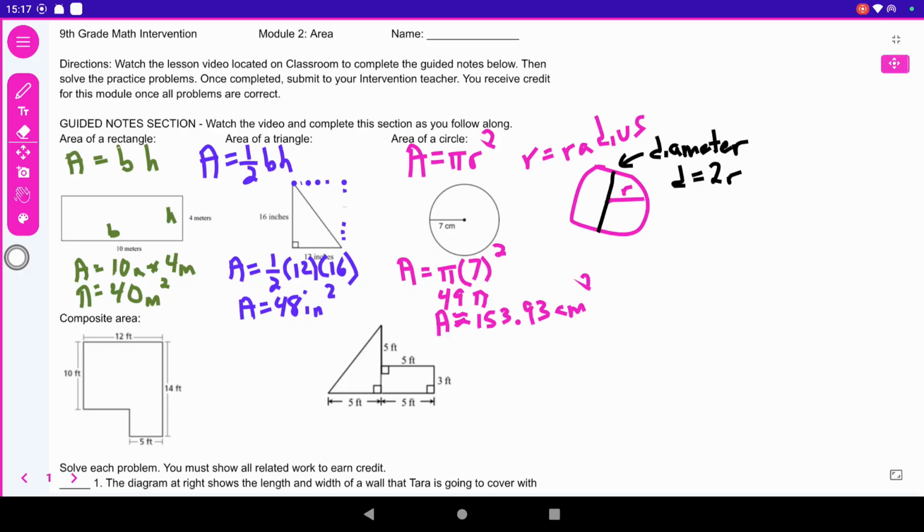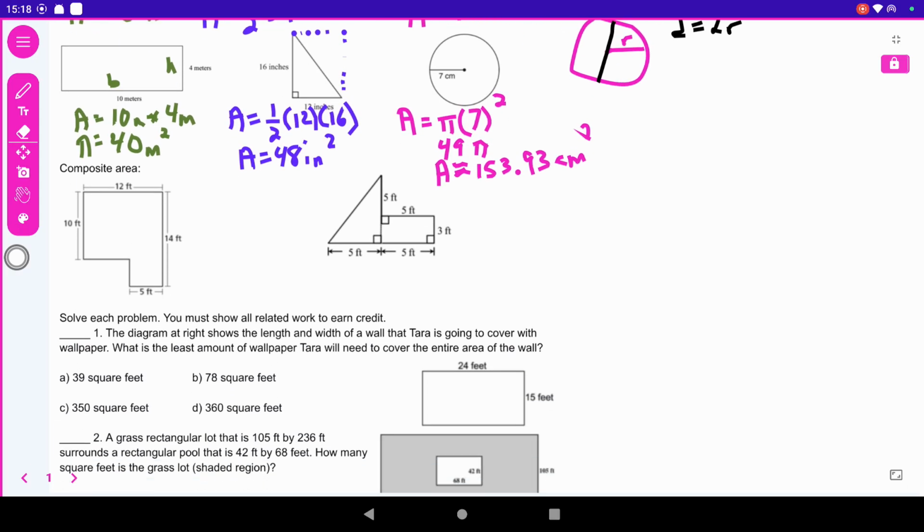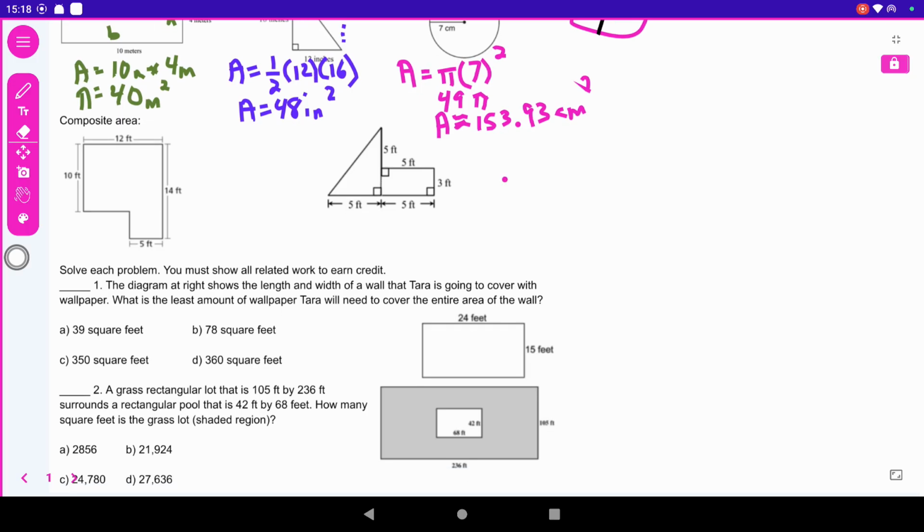So 153.93 centimeters squared. Try to use the pi button on your calculator. If you're using the graphing calculator, it's above the divided by symbol. I think it's second, and then the caret key.